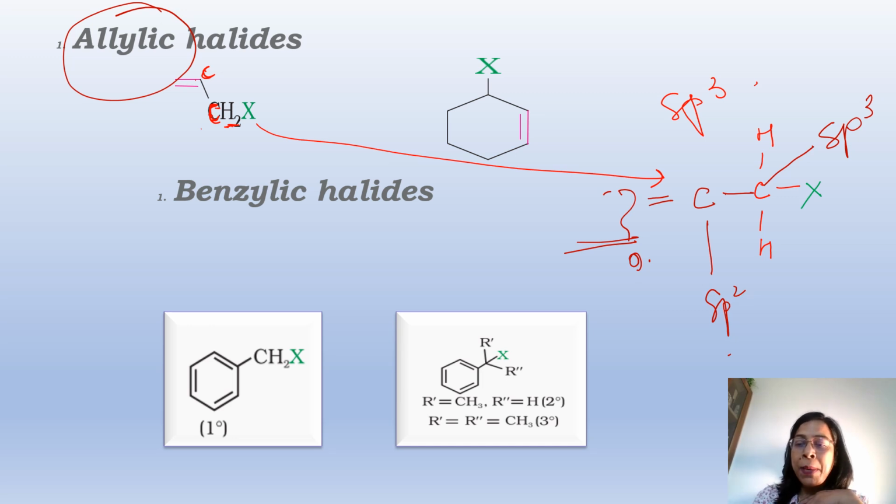So let me repeat what allylic halides are. Allylic halides are the halides in which the carbon attached to the halogen is sp3 hybridized. How do we know this? Because it is surrounded by single bonds all around, but its adjacent carbon is sp2 hybridized.